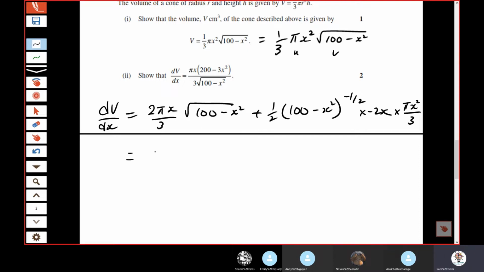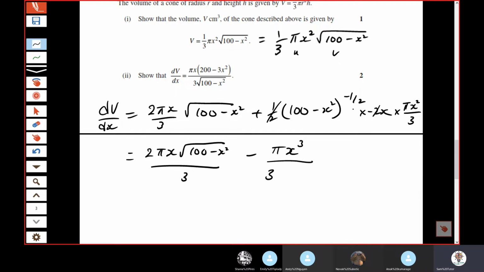There's nothing for me to do here, so I'm just going to go 2 pi x root 100 take away x squared on 3. This monster, there's a lot of things that are happening. Minus 2.5 cancels out. I've got x and x squared, that becomes pi x cubed on 3. Now this negative half also goes in the denominator as square root 100 minus x squared. True?